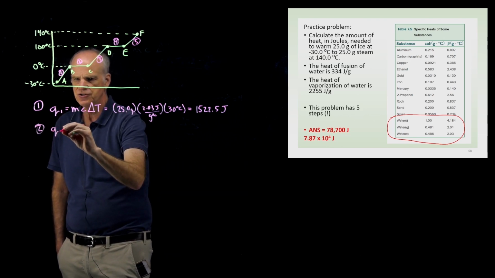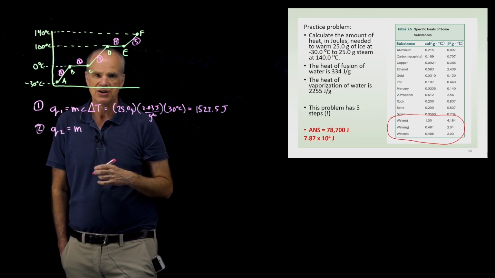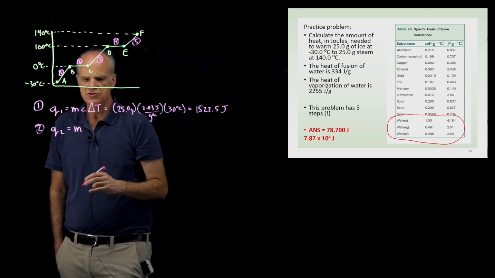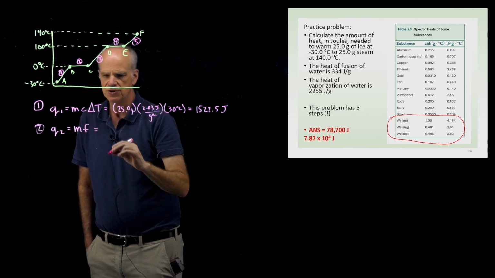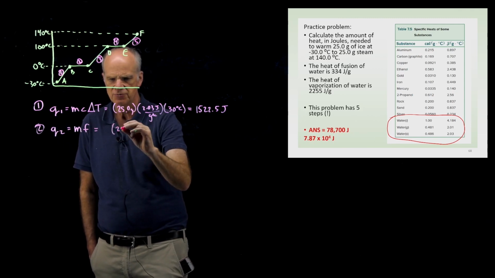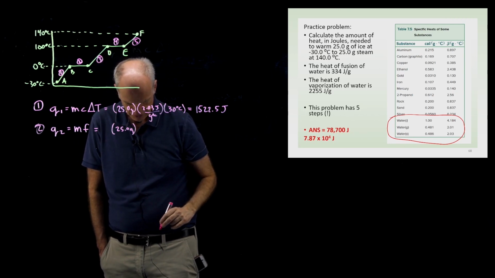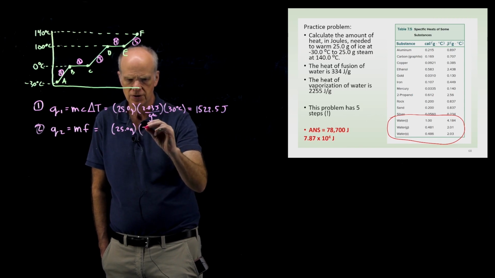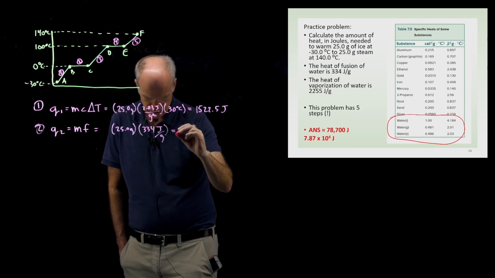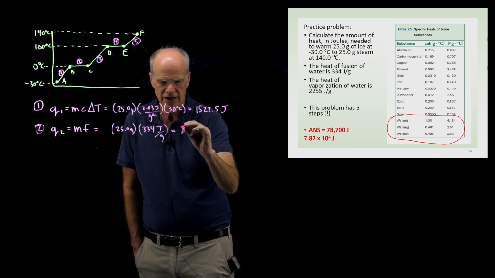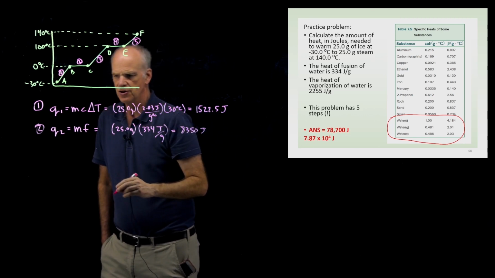Okay, so the second step is figure out how much heat is needed to melt this mass of ice. So I'll just call this Q2. So this is going to be the mass of the ice, but then we're going to have to multiply it by the heat of fusion. A symbol for the heat of fusion we'll say is F. Okay, and so what we can do is take the mass, which is 25.0 grams, and multiply by the heat of fusion, which is 334 joules per gram. And so if you do that, the number you get is 8,350 joules.